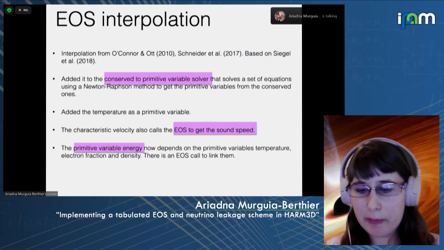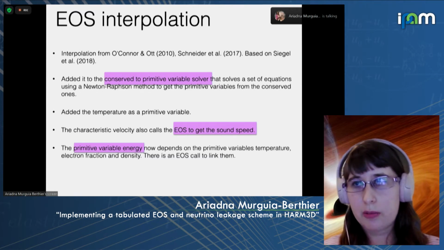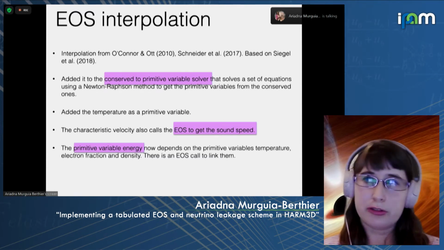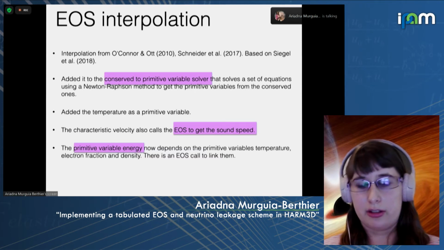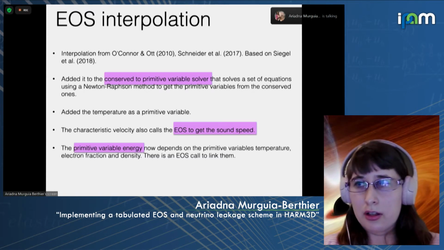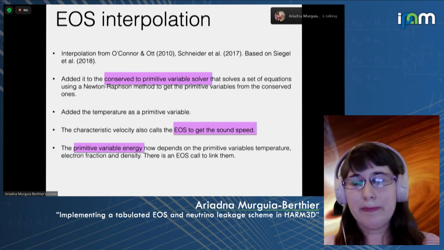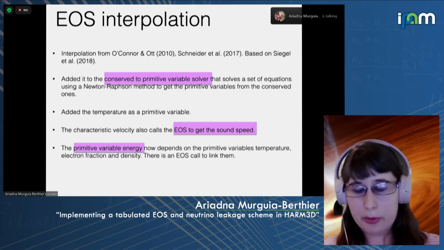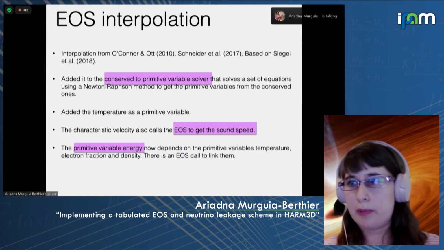Now, in particular, my part in this work was to add a tabulated equation of state into HARM and a treatment of neutrinos. So what I did was I added an interpolation of the equation of state from tabulated equations of state. There are some equation of state tables from stellar collapse in particular, and now HARM3D is agnostic to those tables. In particular, the equation of state comes in two main places.